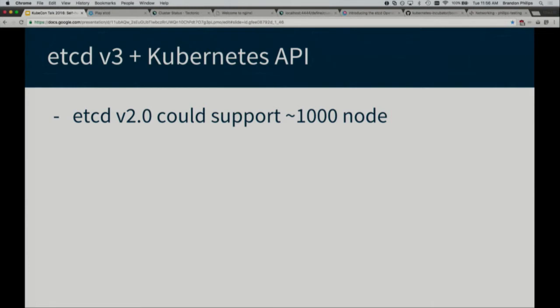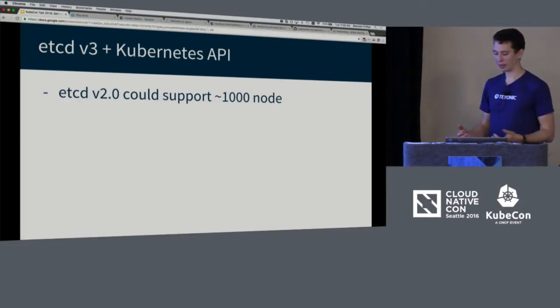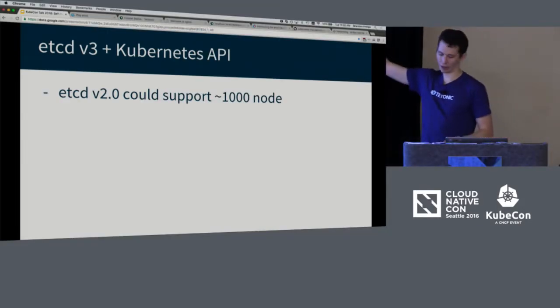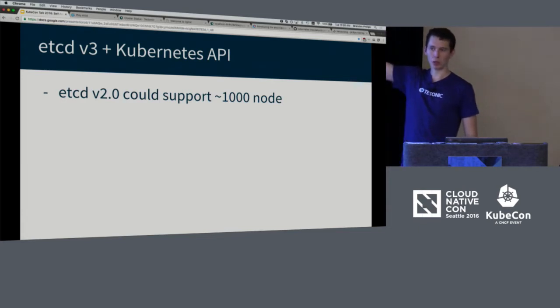And so with Kubernetes selecting etcd as its primary data store, we could only scale to about 1,000 nodes because we needed to hold on to about 200 megabytes of data in order to have those 1,000 nodes. We're way past the original design goals of etcd.